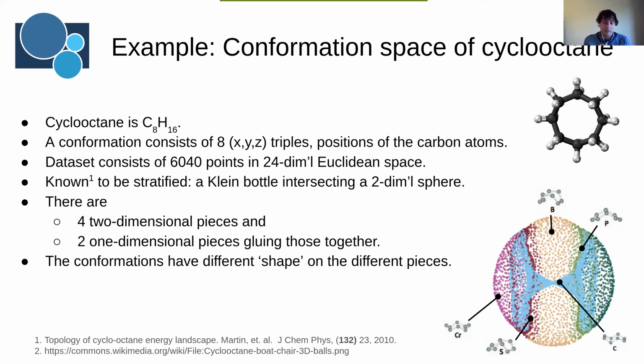in 3-dimensional space. And so what that means is that I need to record the XYZ coordinates of the 8 carbon atoms. So if you have 8 XYZ triples, that means that each conformation gives you a point in R to the 24. And if you go over the data set that we were looking at, it then consisted of 6,000 points in 24-dimensional Euclidean space. So again, remember that each one of these points in 24-dimensional Euclidean space is just the coordinates of the carbon atoms. And some physical chemists did some really interesting work, and they showed that this space sitting in R24 is a Klein bottle intersecting a 2-sphere.